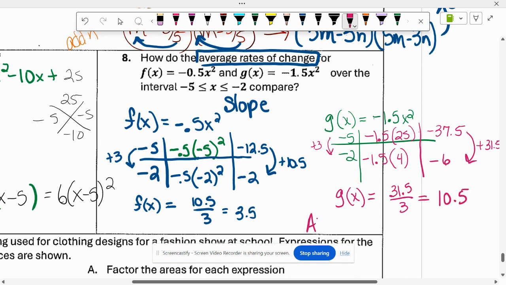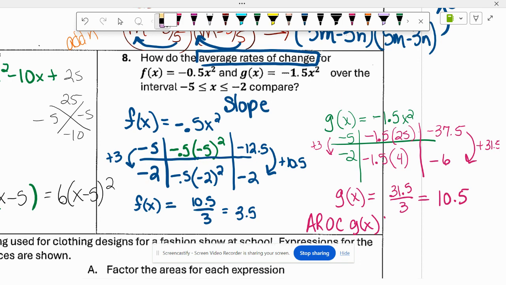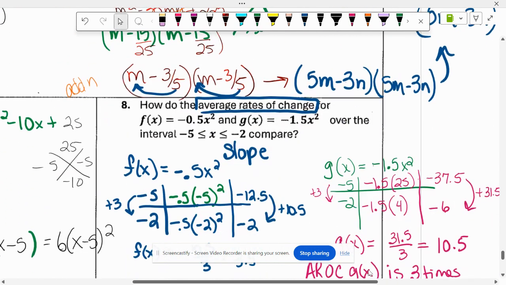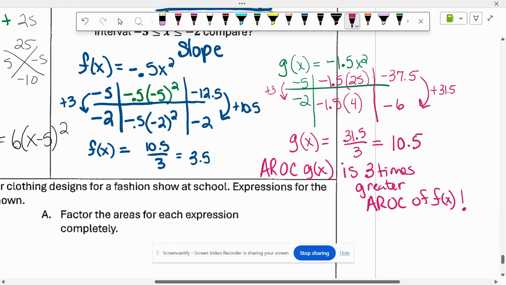So I said that the average rate of change of g of x is greater. I said that it's greater, and how many times greater? Well, it's 3 times greater than the average rate of change of f of x. Okay, so I'm going to leave that there for a second.